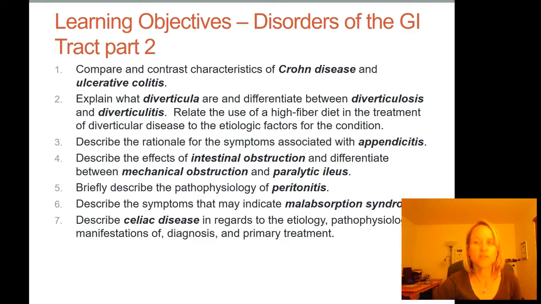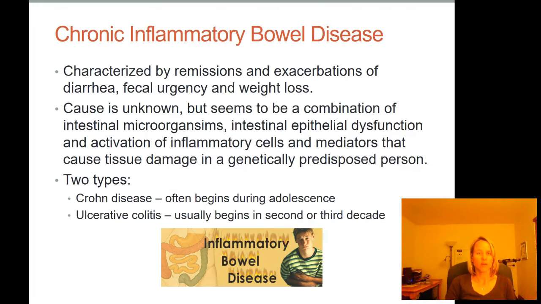Next, we move on to Part 2, disorders of the GI tract. Okay, so here we're going to mainly talk about intestinal disorders. Chronic inflammatory bowel disease. These disorders are characterized by periods of remission and exacerbation of diarrhea, fecal urgency, and weight loss. The cause is not known, but there seems to be a combination of factors including intestinal microorganisms, epithelial dysfunction, and activation of inflammatory cells and mediators. And these can cause tissue damage, and they seem to do so in genetically predisposed people.